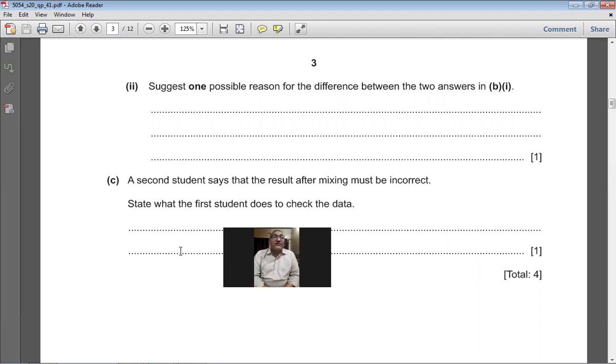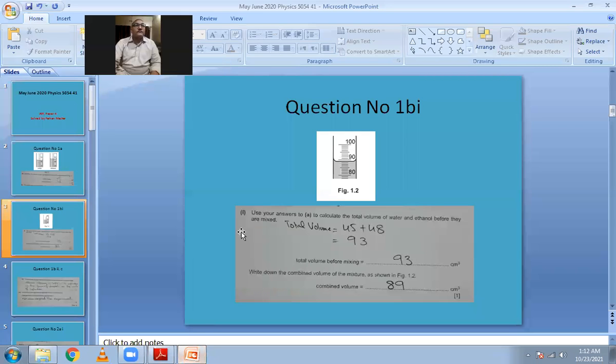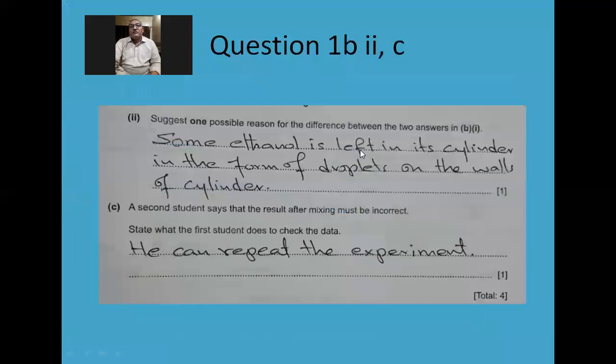Another reason can be that when you are pouring the ethanol into the water, some of the ethanol might have spilled. Let me show you my answer. Some ethanol is left in its cylinder in the form of droplets on the walls of the cylinder. That can be a reason. The other reason I told you can be that when you were pouring the ethanol into the water cylinder, some ethanol might have spilled on the ground or onto the table.